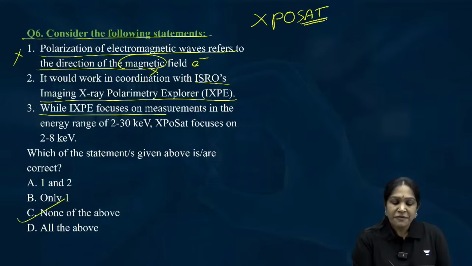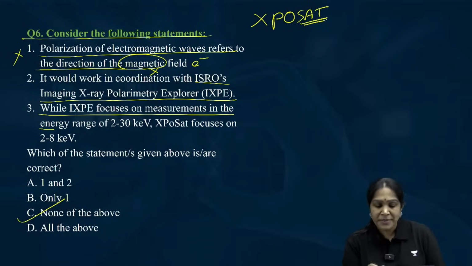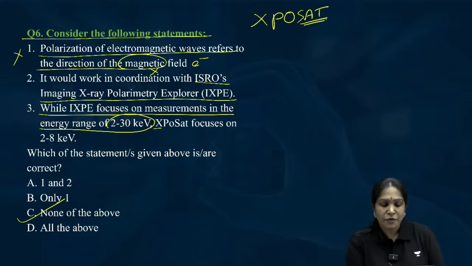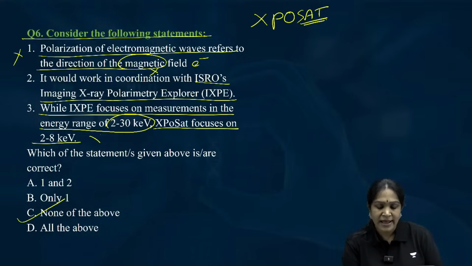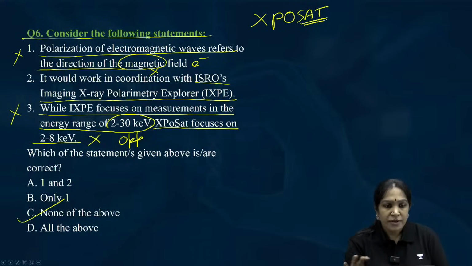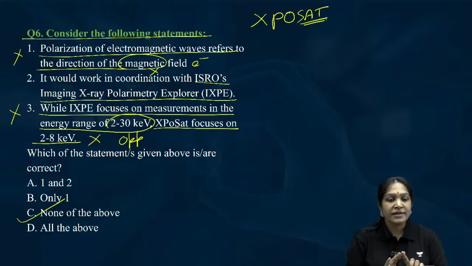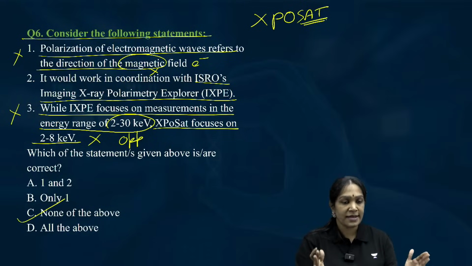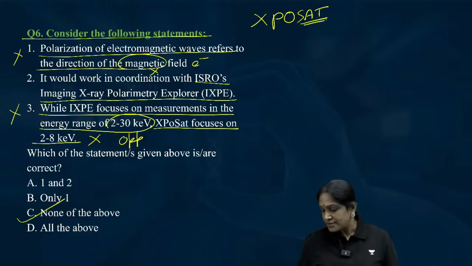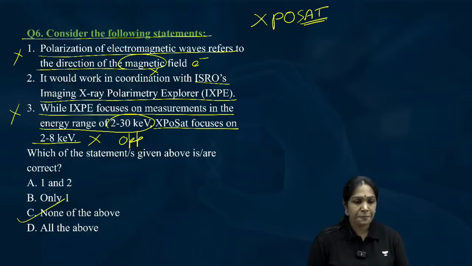While IXPE focuses on measurements in the energy range of 2 to 30, XPOSAT focuses on 2 to 8. Wrong, and it is opposite. So this statement is also wrong. Therefore none of the above statements is correct. That is question number 6. Clear for all of you?